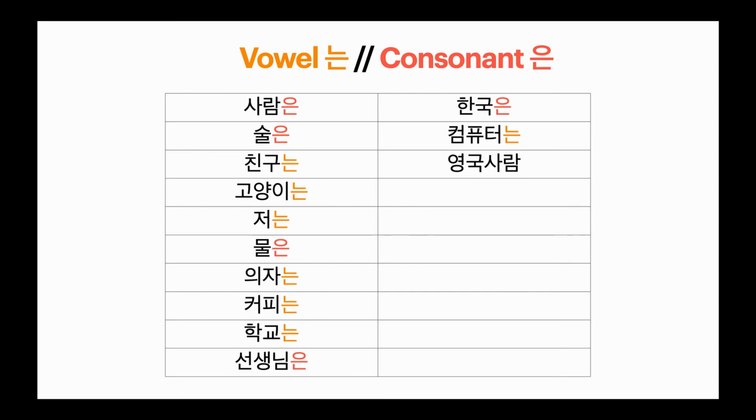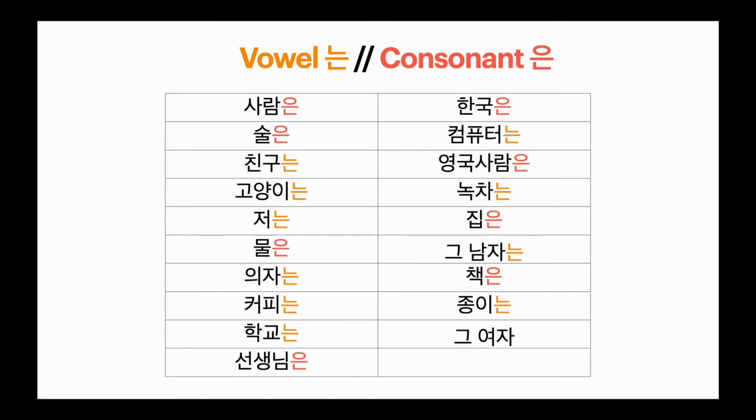영국 사람은. 녹차는. 집. 집은. 그 남자. 그 남자는. 책. 책은. 종이. 종이는. 그 여자. 그 여자는. 책상. 책상은.